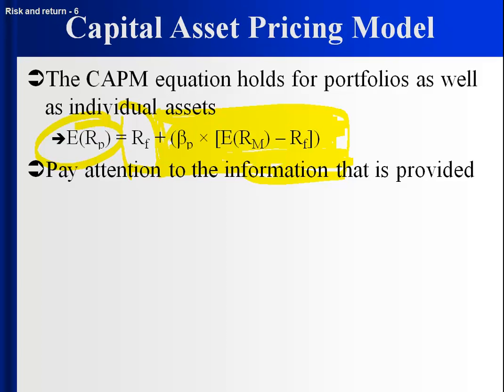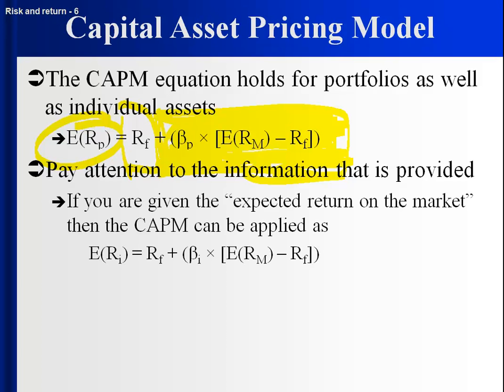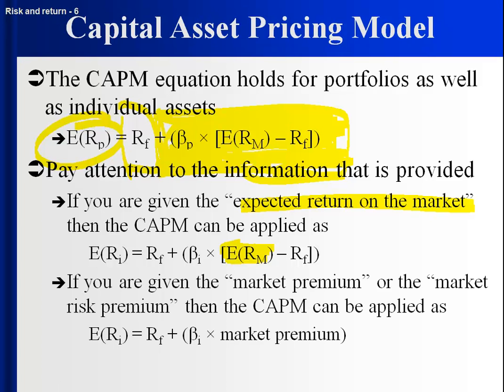When you're doing problems, pay attention to the information that's provided. If you're given the expected return on the market, then you have to apply the CAPM, as you see, by subtracting out the risk-free rate in order to get the market premium. If you're given the market premium or the market risk premium, those are synonymous, then you're given the expected return on the market minus the risk-free rate. And you don't want to subtract out the risk-free rate because then you're double subtracting it out. It's already taken out when you have the market premium or the market risk premium. So pay close attention.